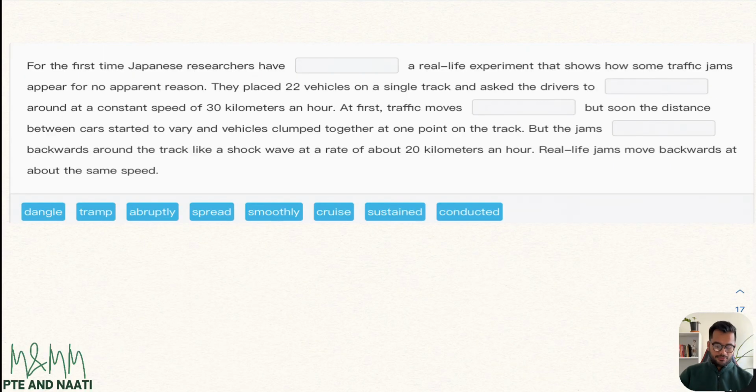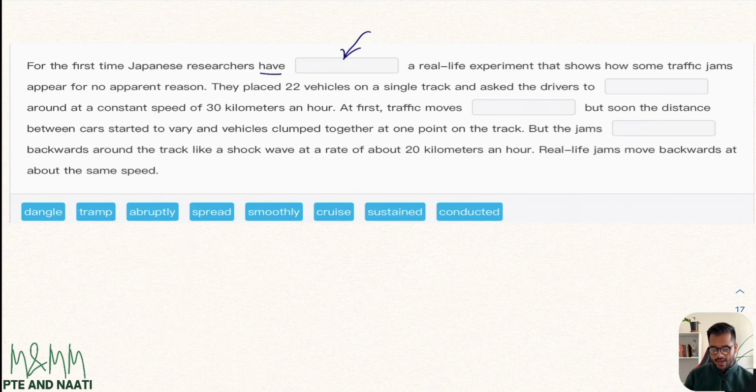All right, guys. So now the first one, it says for the first time, Japanese researchers have dash. Now, first thing I always do when I start with my fill in the blanks reading is I always try to see if there's any sort of grammar rule that I can apply, just so that I can see if there are any options that can be eliminated. Because the fewer options you have to choose from, the better your chance of getting the correct answer.